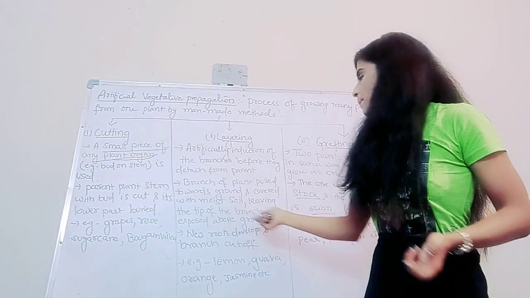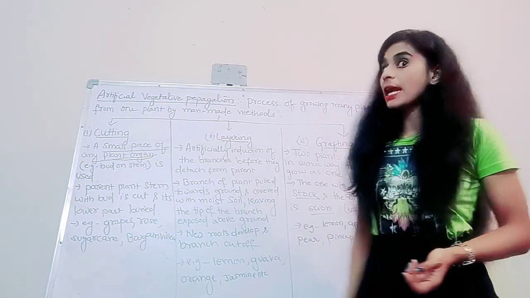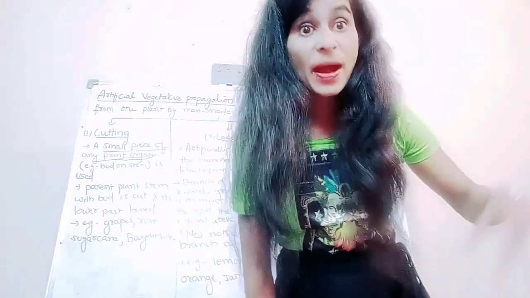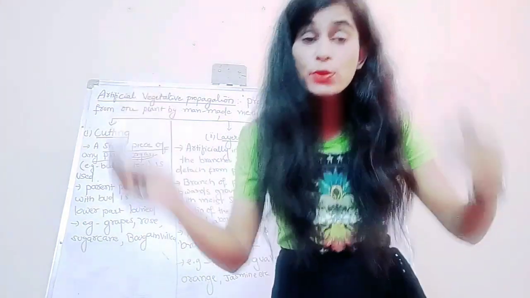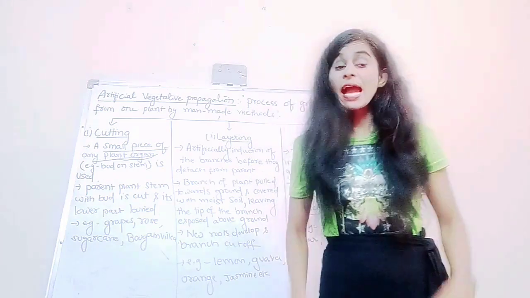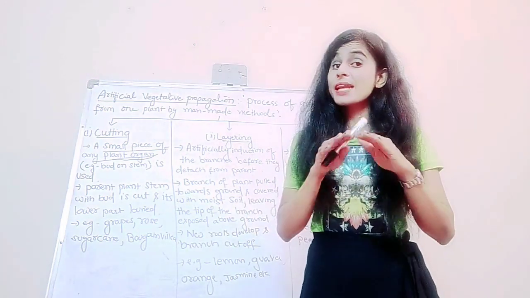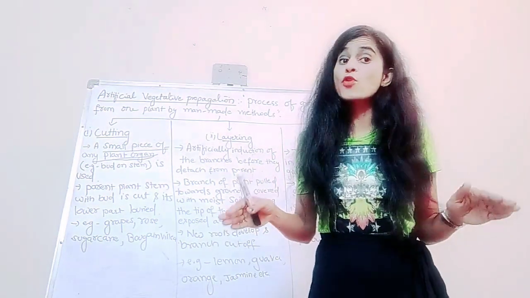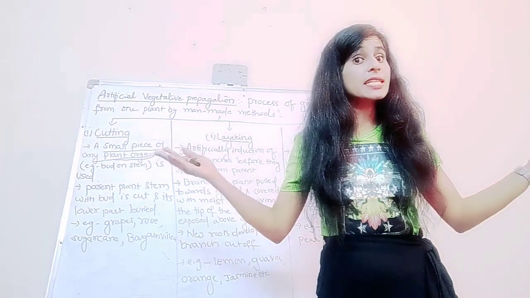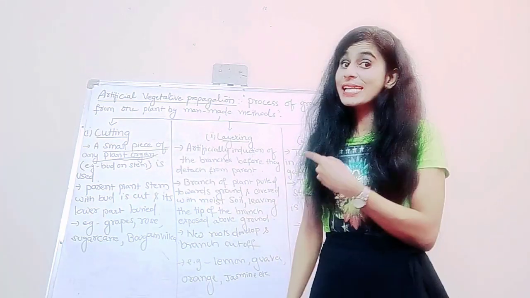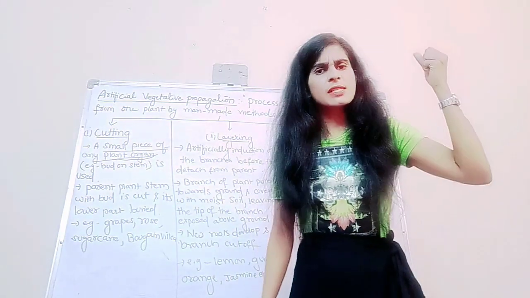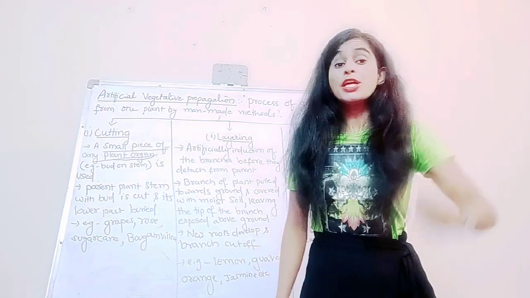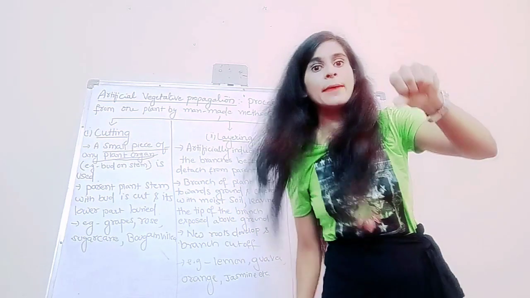Leaving the tip of the branch exposed above the ground, from that tip after a few days we are going to observe new roots, new stem and new leaves. And once new roots and new branches are developed, it is detached from the parent plant and we get a new plant. So this exactly means layering, done artificially. Intentionally you are going to pull a branch.